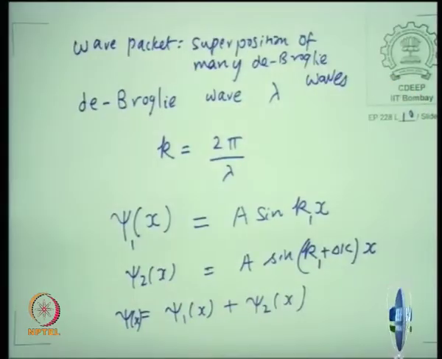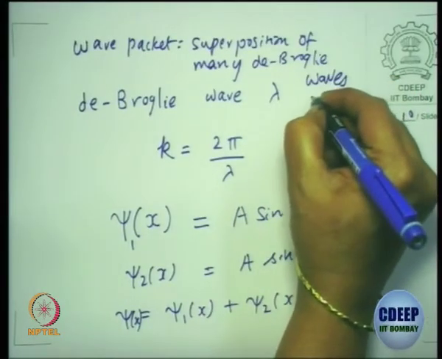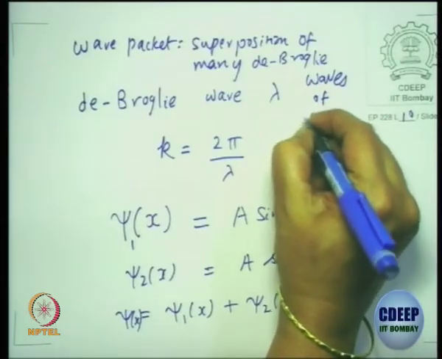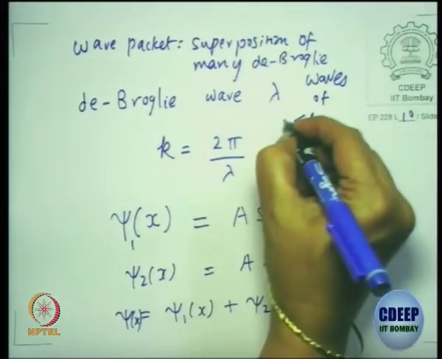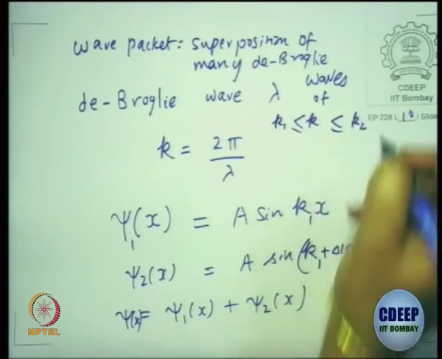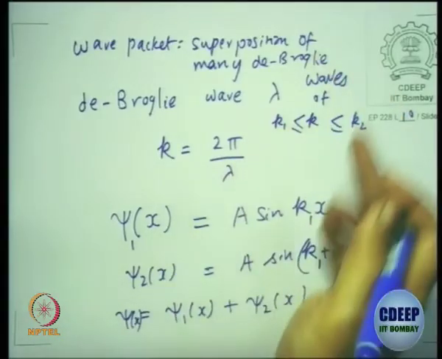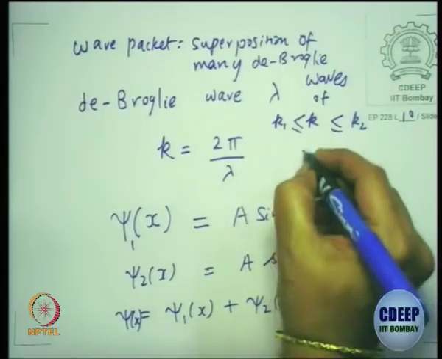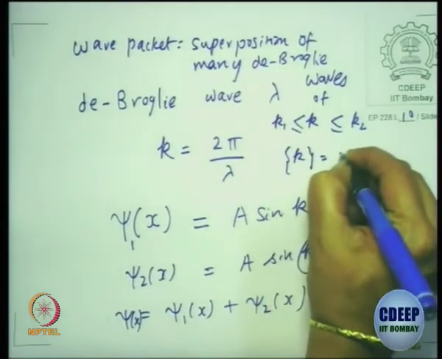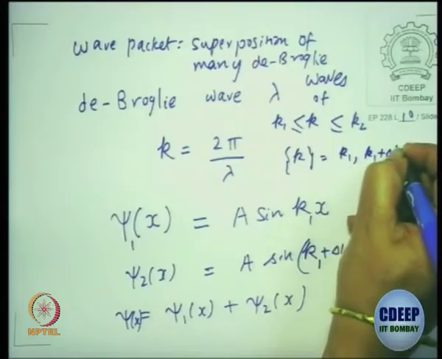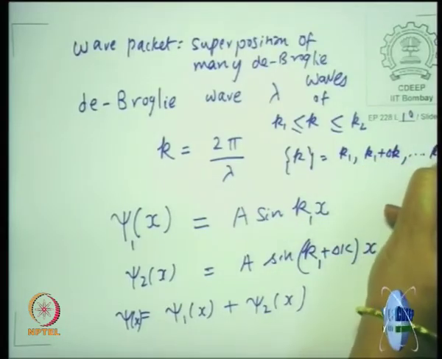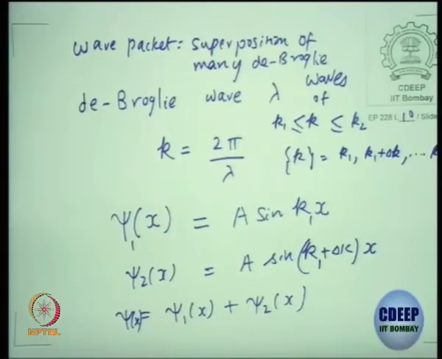You agree? Of different, let us take k lying between k1 to k2 in steps of delta k. So, the list of k's you can have is k1, k1 plus delta k, dot dot dot, you go on till k2. So, that is the wave packet, a superposition of all possible de Broglie waves.